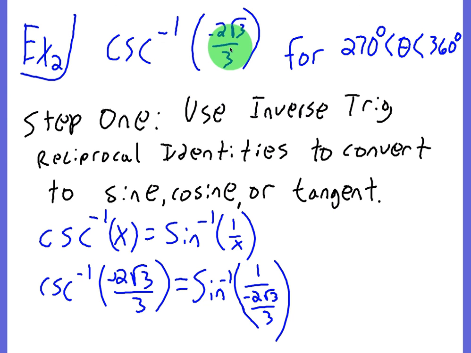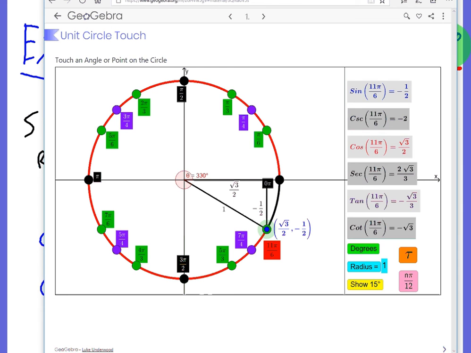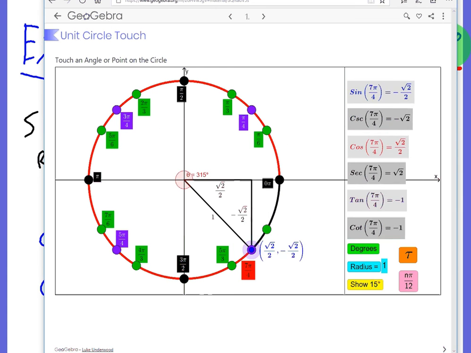Cosecant inverse of negative 2 radical 3 over 3. So now we really need to use that inverse reciprocal identity. Furthermore, let's actually pay attention to the interval. We're only worried about angles between 270 and 360. So that's the fourth quadrant. In other words, somewhere down here between 270 and 360.